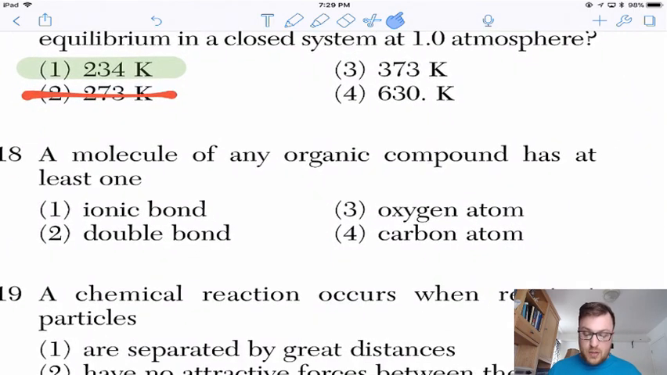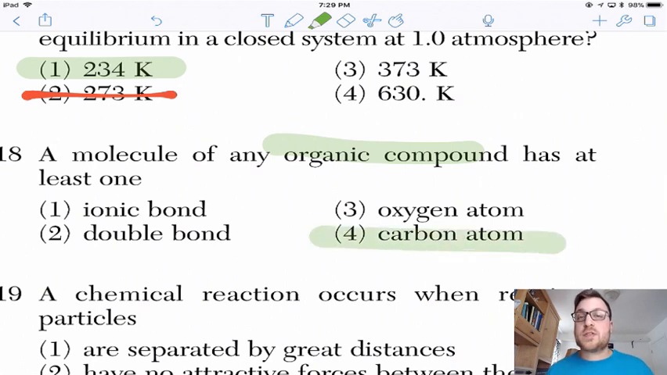A molecule of any organic compound has at least 1 carbon atom. Period. Another word association question. Organic compounds contain carbon. Can they contain oxygen? Yes. Do all of them? No.